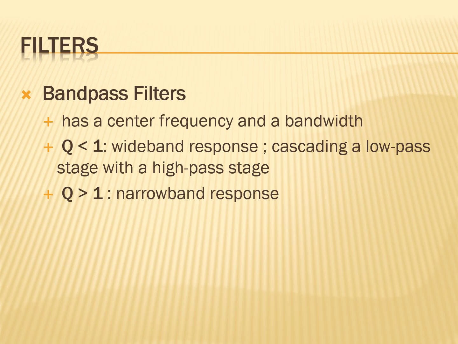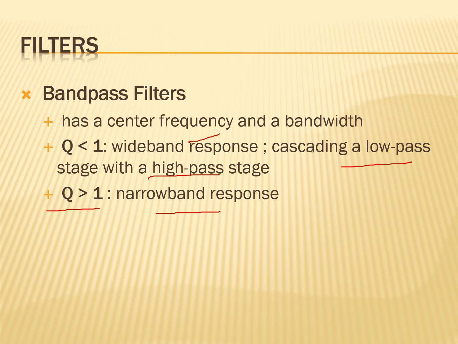So for band pass filters, we have 2 different designs, depending on the center frequency and the bandwidth. When your Q is less than 1, this is a wide band response, and this is simply cascading a low pass stage with a high pass stage. However, if we have a Q which is greater than 1, we have a narrow band response, and technically it has a different design.